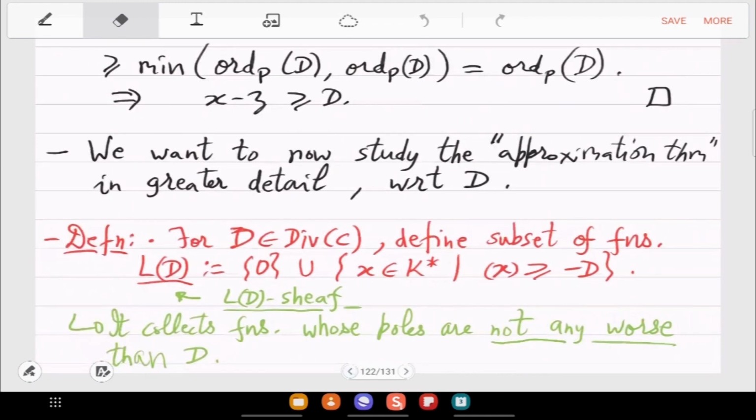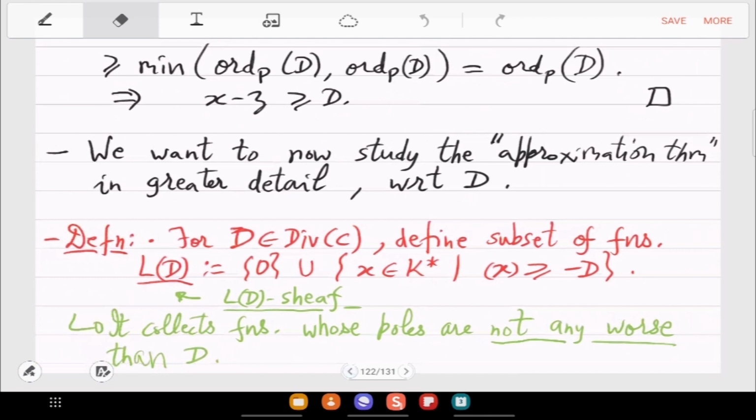And then we defined this L sheaf. So this LD sheaf for a divisor D is those functions which are not any worse than minus D. So the poles are not any worse than the divisor D. It's a way to specify, not exactly, but approximately, the poles. You are interested in those functions x whose poles have multiplicity no worse than minus D.